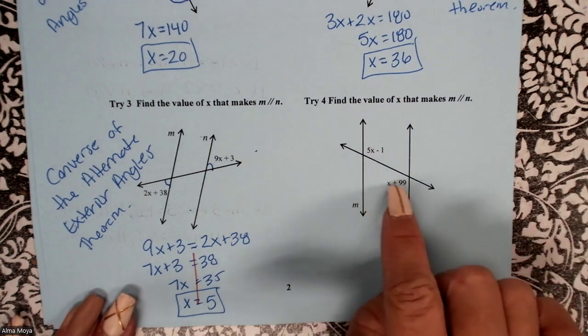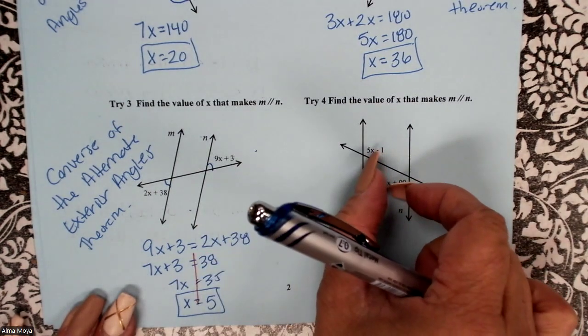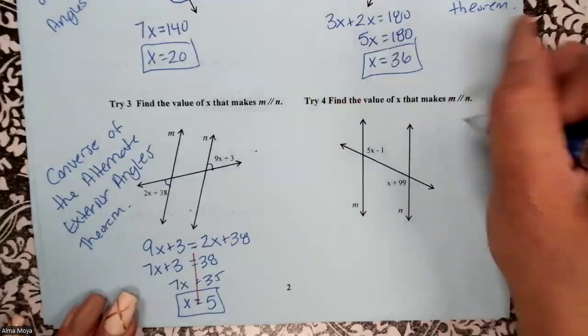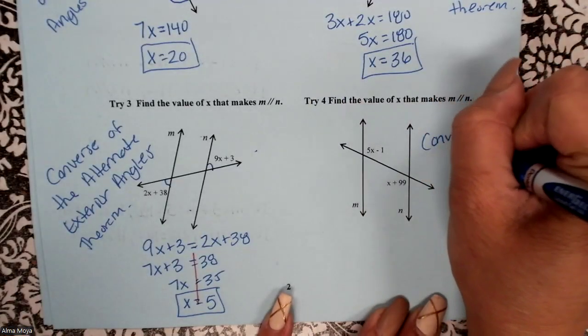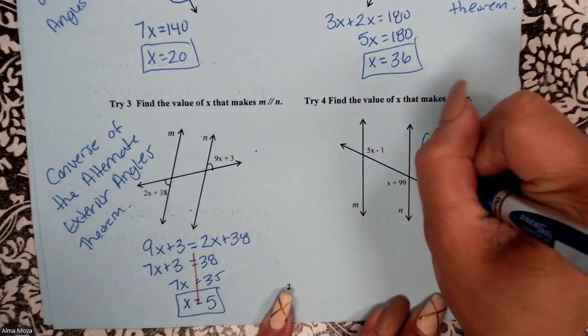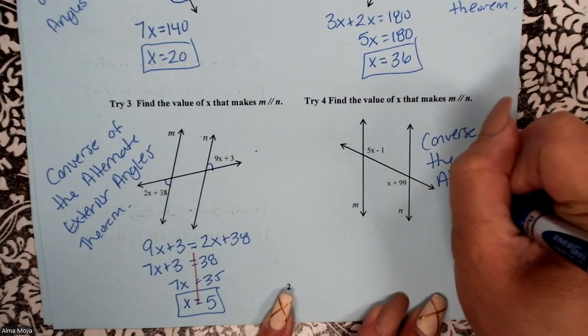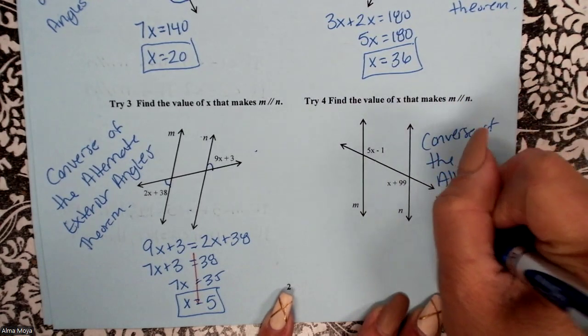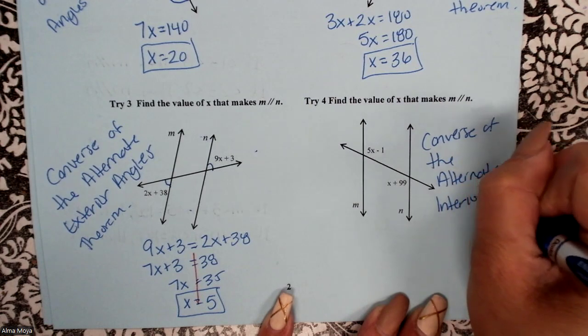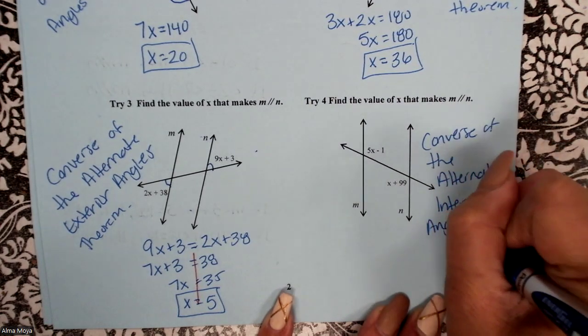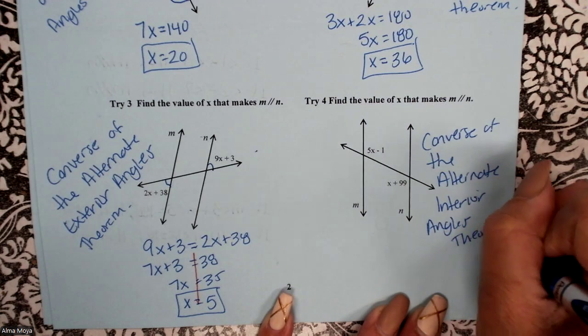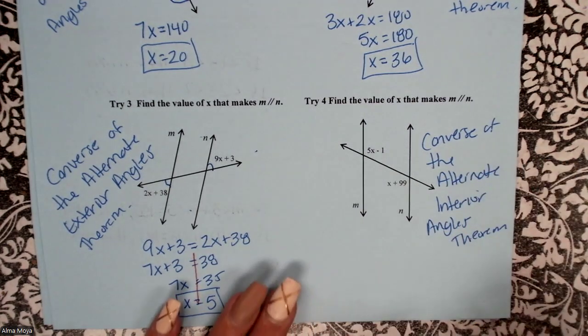Now these are on alternate sides and they're on the inside. That's called interior. So this one right here is going to be the converse of the alternate interior angles theorem. And these two are going to be equal to one another.